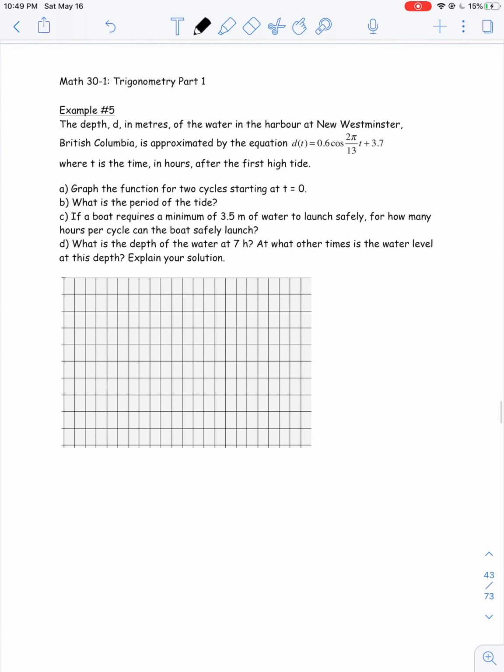And our last example is example number 5. So it says the depth D in meters of the water in the harbor of New Westminster, British Columbia is approximated by this equation. T is the time in hours after the first high tide. Graph the function for 2 cycles starting at time equals 0.